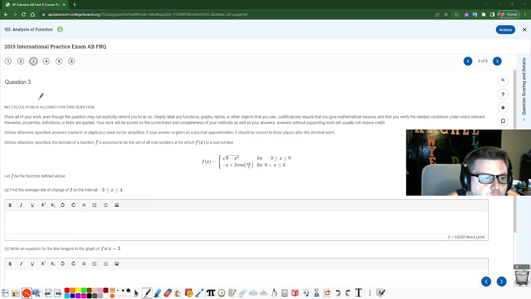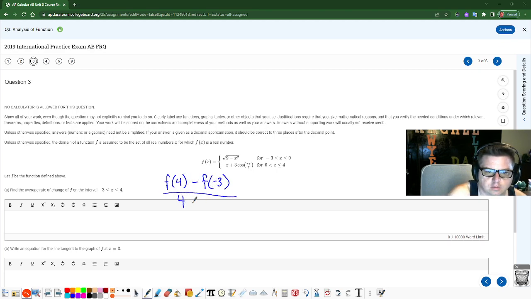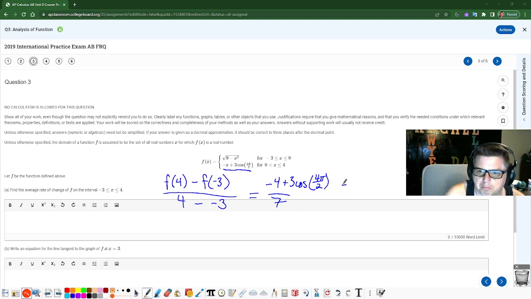So it says find the average rate of change on the interval from -3 to 4. Well, that to me sounds like this, which would give me 7. If I'm going to use 4, I have to use the bottom equation, minus the top equation, and divide it all by 7.